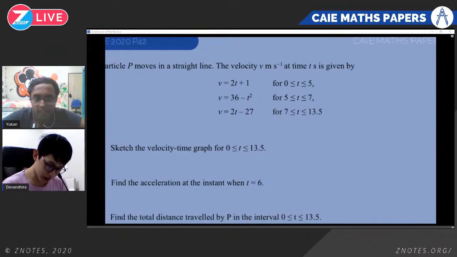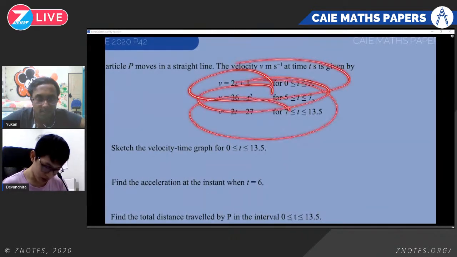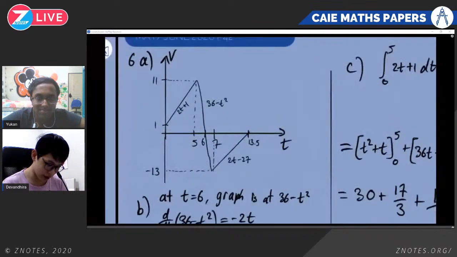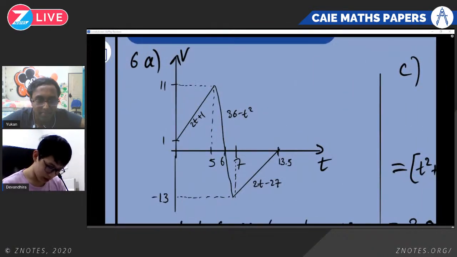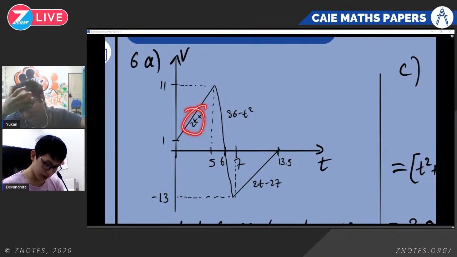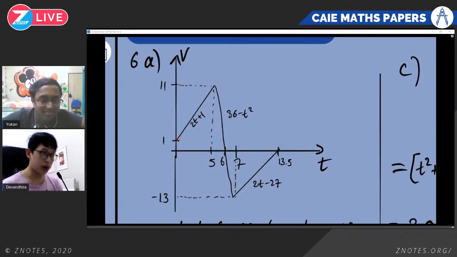So I have to sketch this all one by one. Can be annoying, but we have to do it anyway. So you can do this on your own. So we have 2t plus 1 going from 1 to 5. So it has a y-intercept of 1 because of the plus 1 here, and a gradient of 2. So of course it goes up, right? So all that done, though if you label the y-axis, it's completely fine.